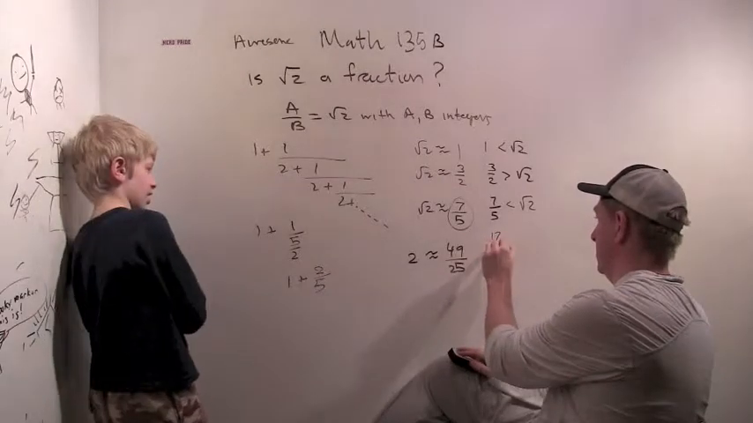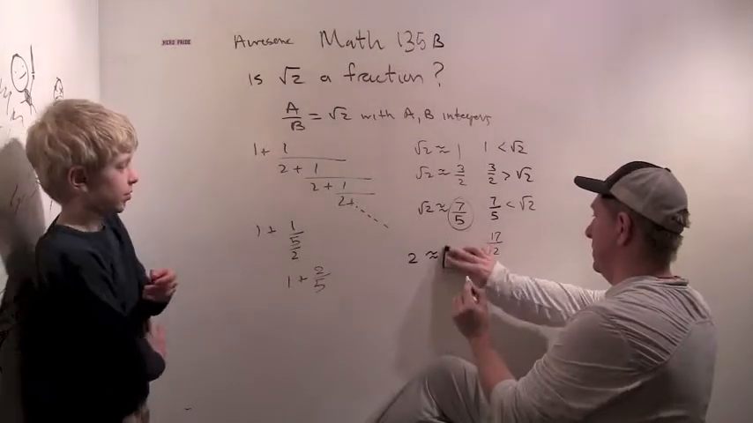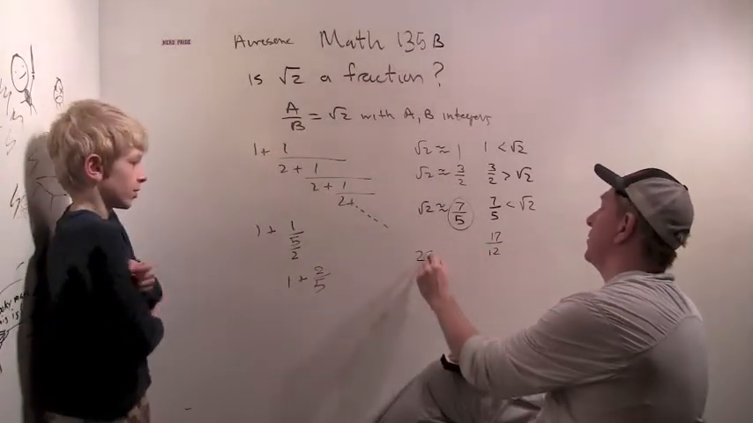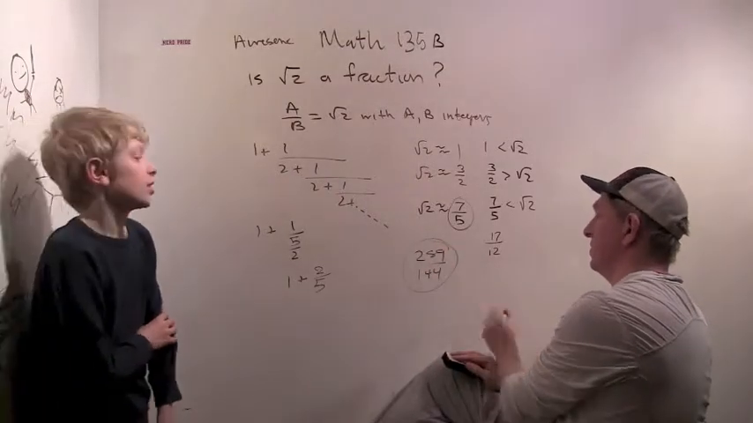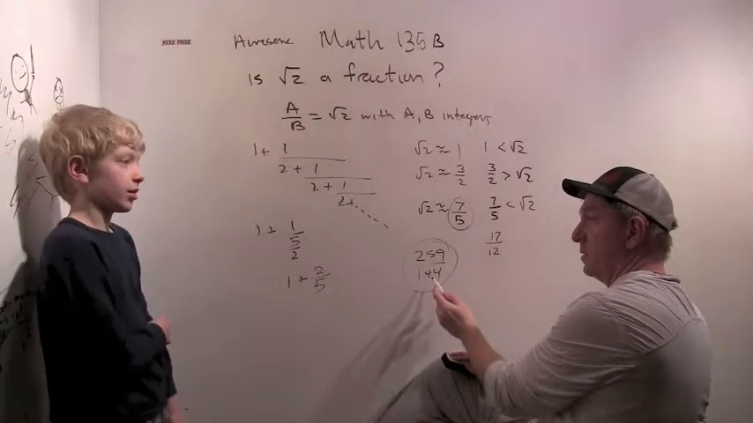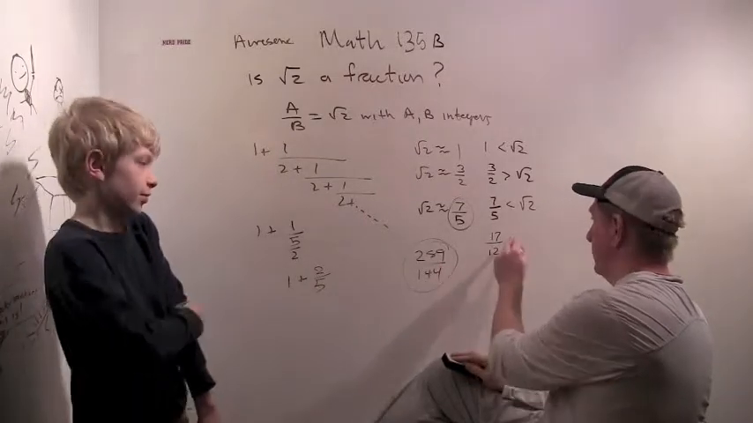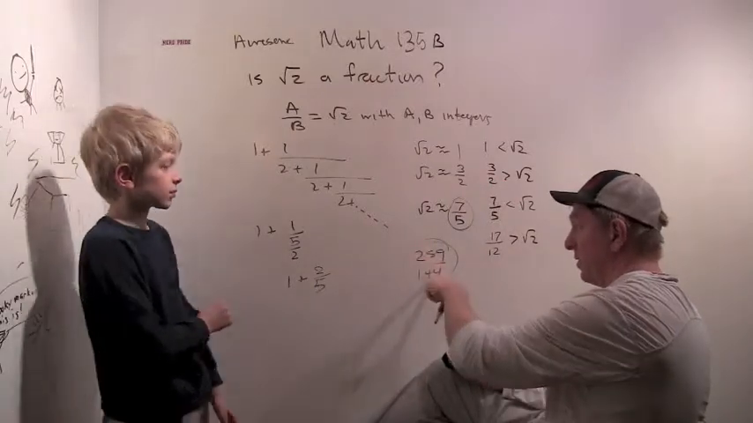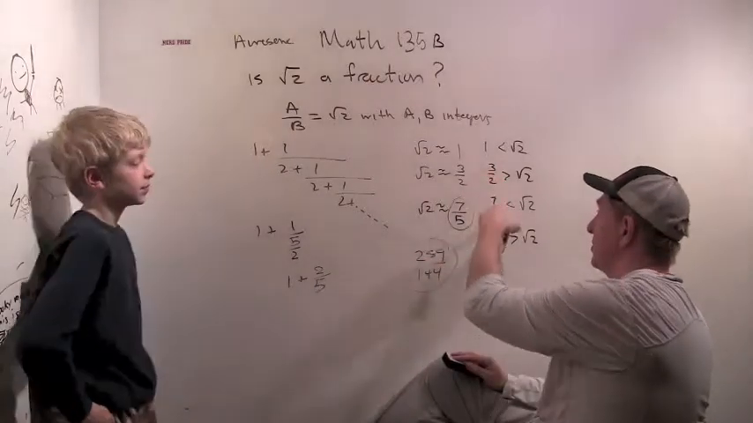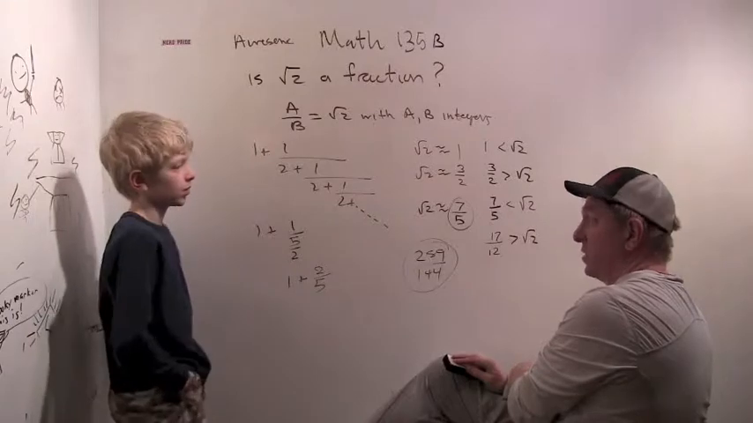So it's 289 over 144. Is this bigger than 2 or less than 2? It's going to be bigger than 2, because 288 over 144 would be 2. So this is bigger than the square root of 2. So not only do they get better and better approximations, they actually alternate between being too big and too small, which is pretty interesting.